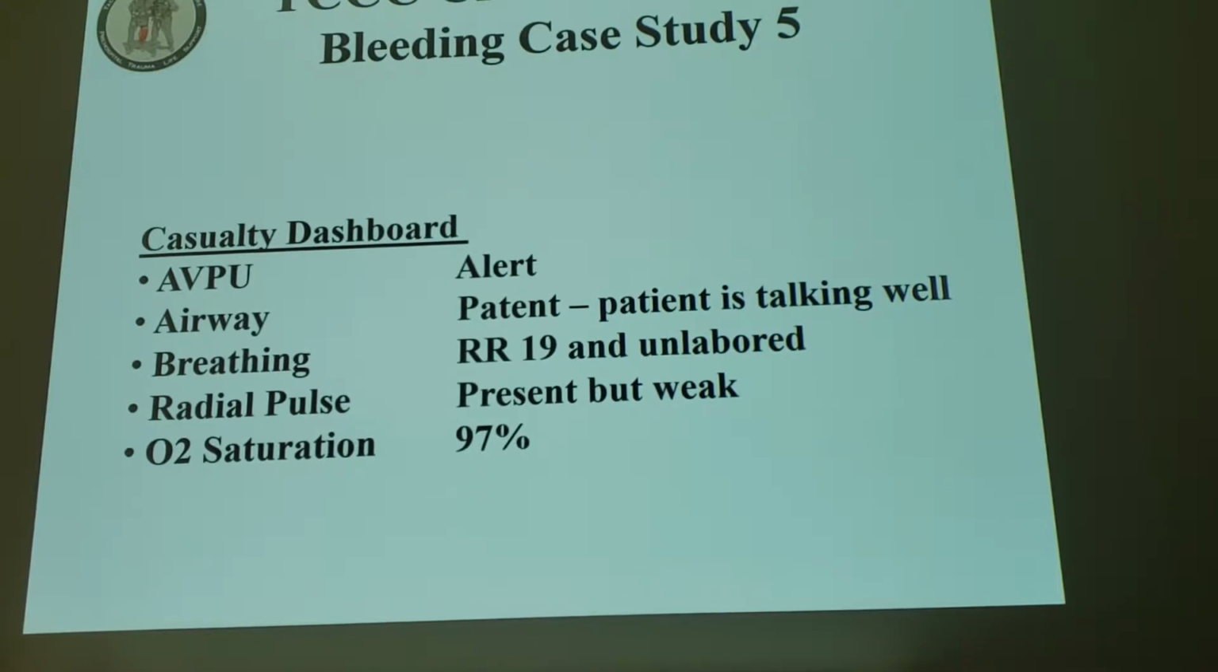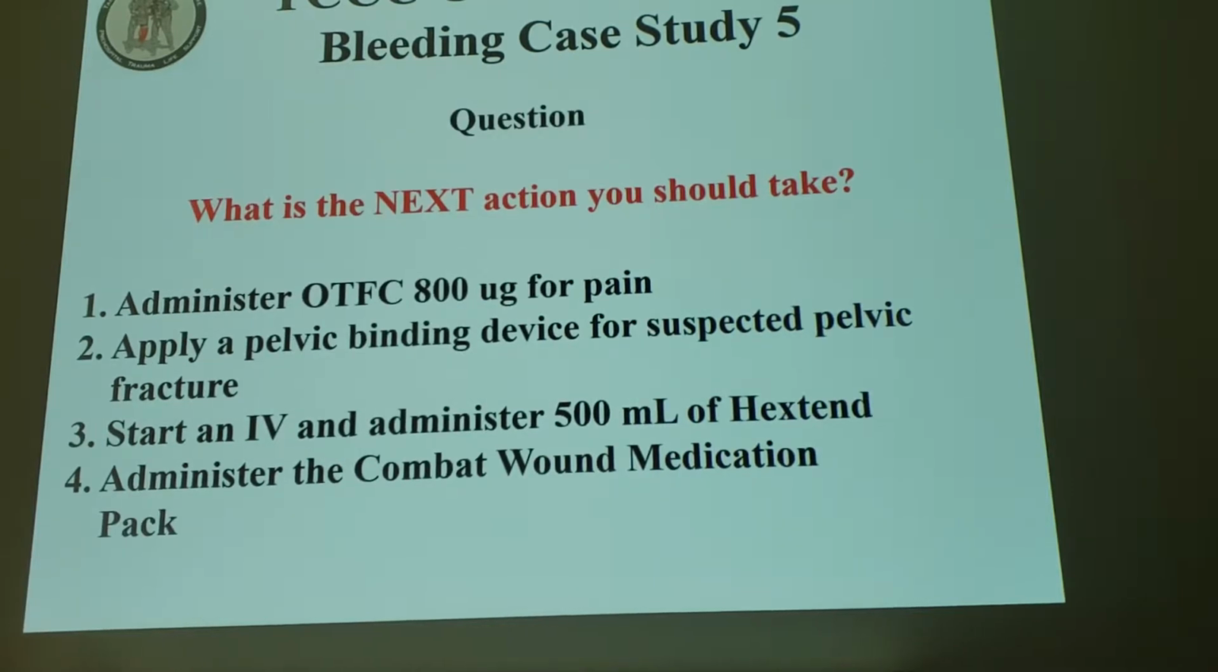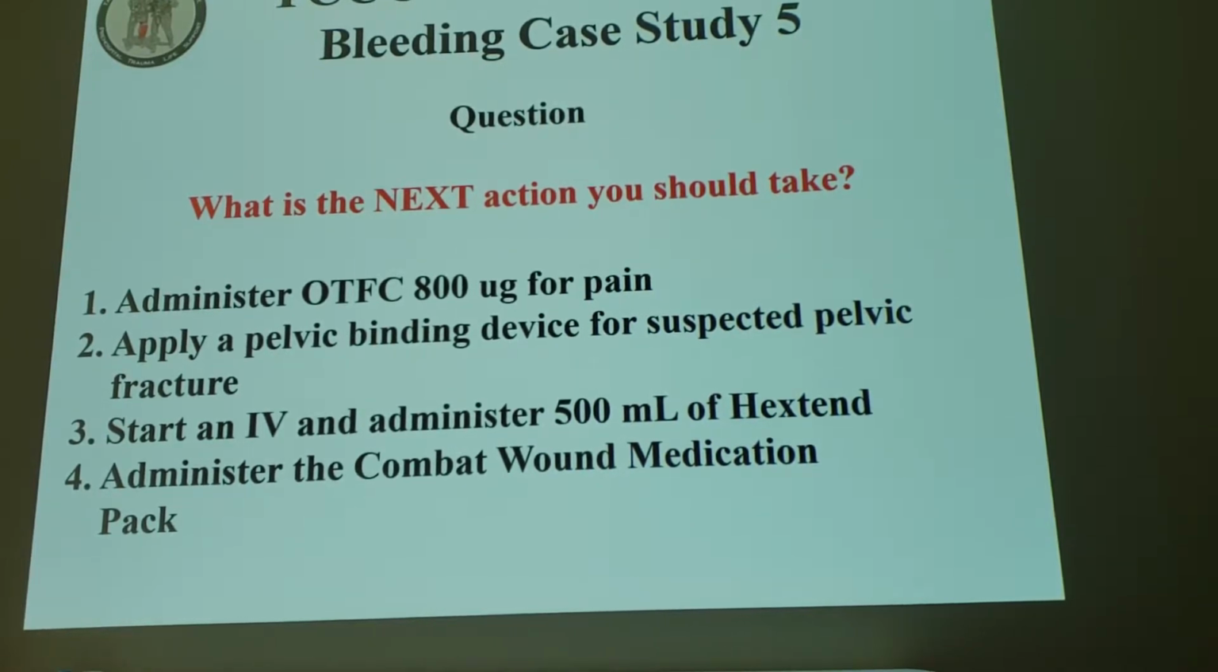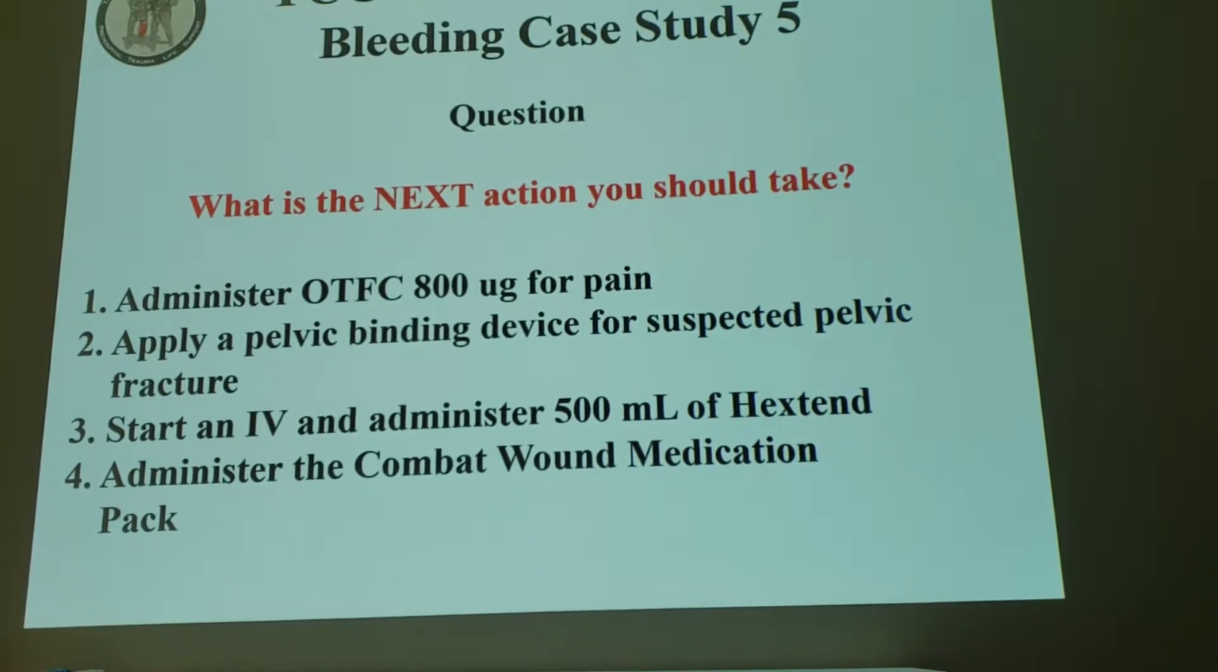First one to go. Yeah, we're losing that blood pressure, right? We're losing that blood pressure. Cool, I like your style. Let's see what options we got here. Administer fentanyl for pain. Apply a pelvic binding device for suspected pelvic fracture. Start an IV and administer 500 mLs of Hextend, or administer the combat wound medication pack. Okay, so we're going to start an IV and administer 500 mLs of Hextend.